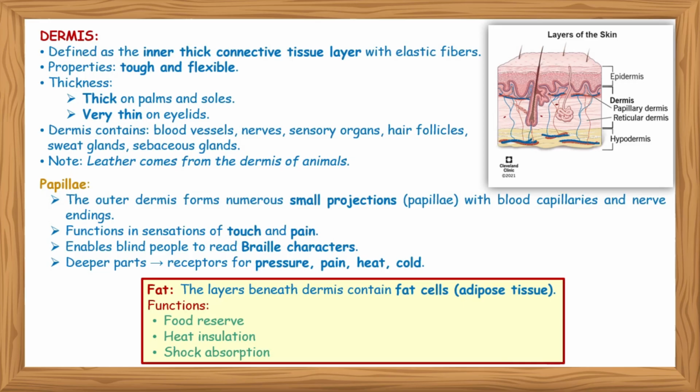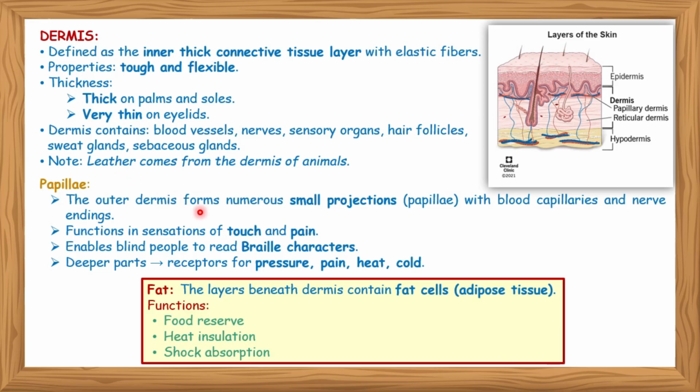The dermis contains blood vessels, nerves, sensory organs, hair follicles, sweat glands, and sebaceous glands. Note: leather comes from the dermis of animals. This is the dermis layer. Just beneath the epidermis there is the dermis, and beneath the dermis there is the hypodermis layer.